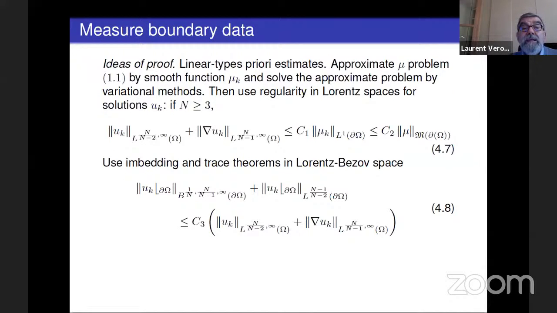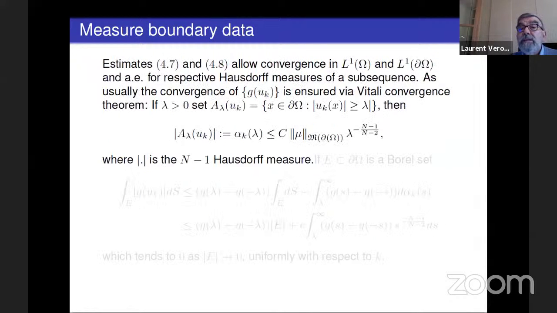So why is it important? Because the estimate we have in the Besov space allows us to have weak convergence in L1 of omega and L1 of d omega, and also almost everywhere convergence, relative, of course, to the respective Hausdorff measures on L1 of omega and L1 of d omega.